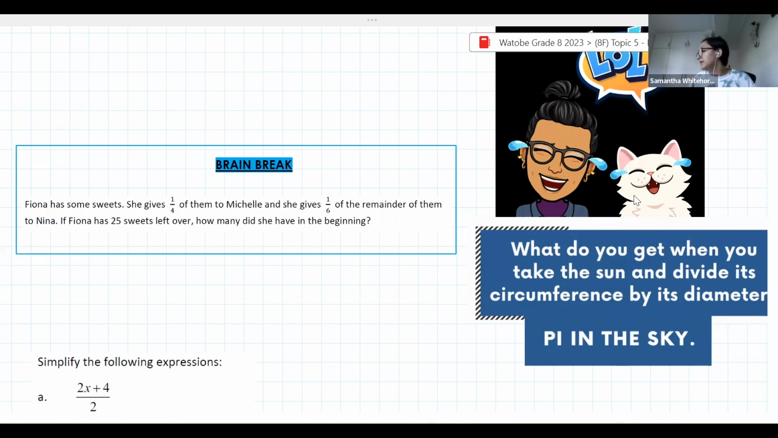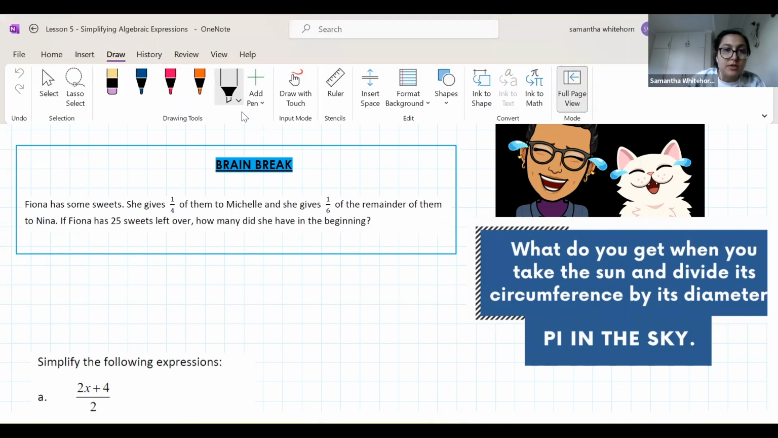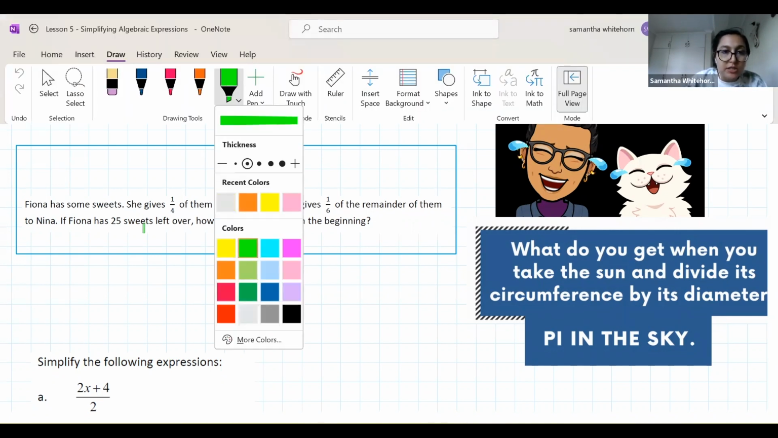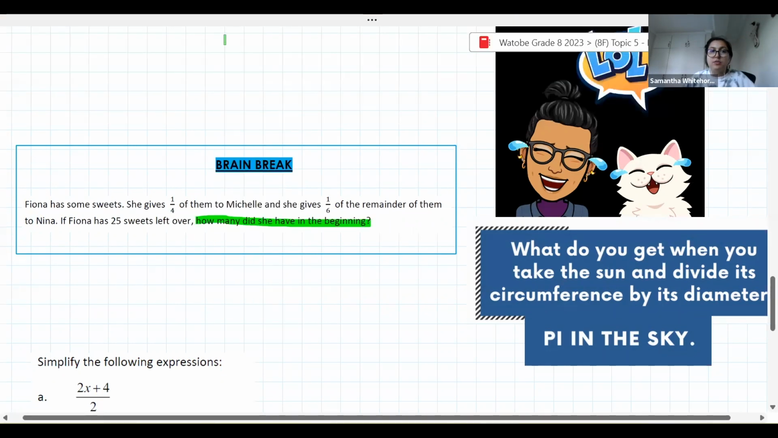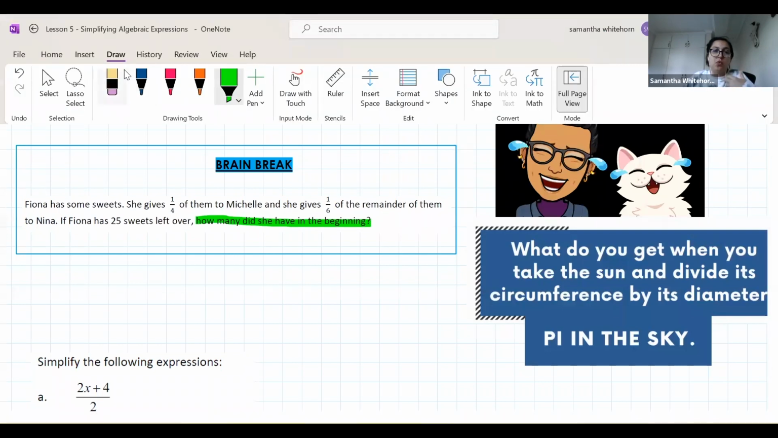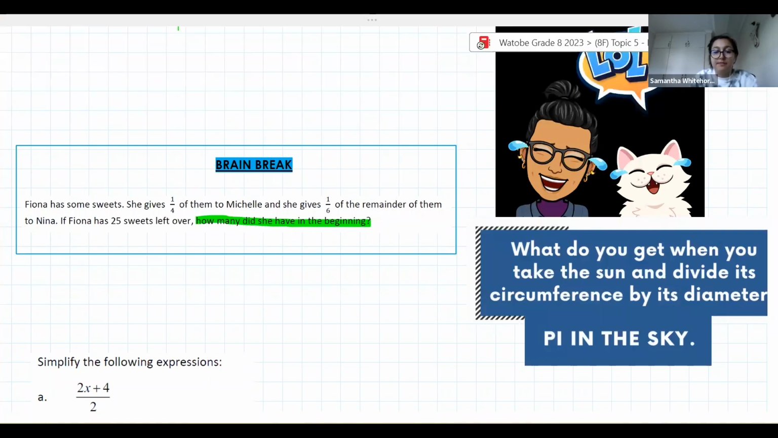Guys, just remember to read your question carefully. The question is asking you, maybe we should just highlight it for ourselves. The question is asking, how many sweets did she have in the beginning? Which means that your answer should be a whole number. You can't have 1/24 or 1/8 or 1/4 or negative 2/3 of a sweet. It should be a whole number. And I'll give you a hint, you are not just multiplying those fractions together.